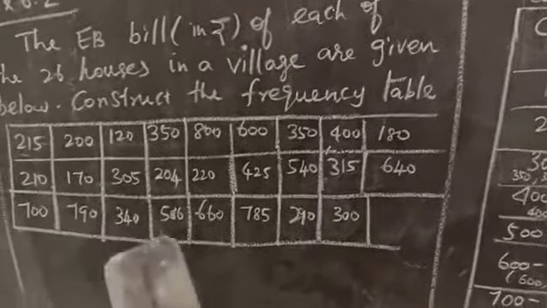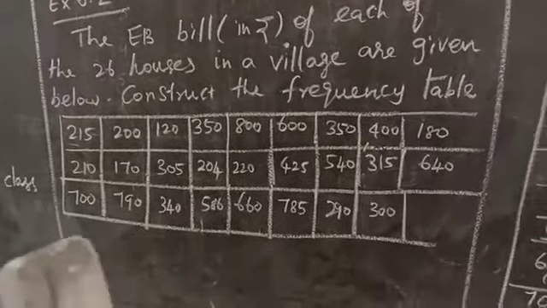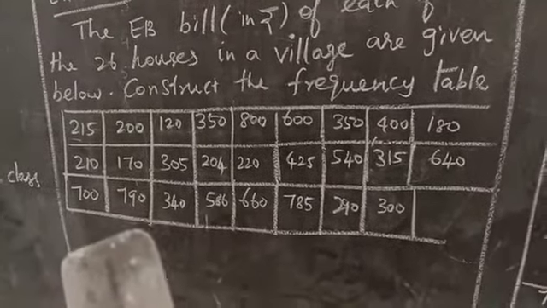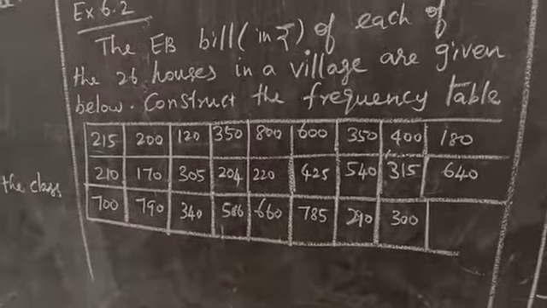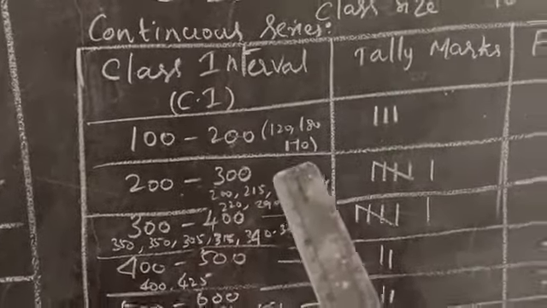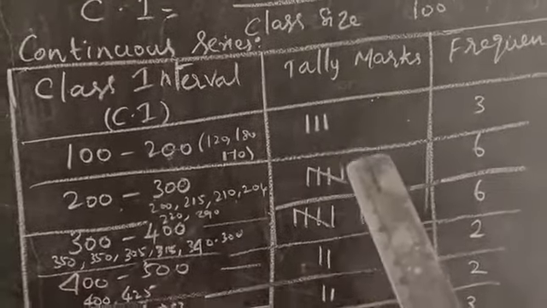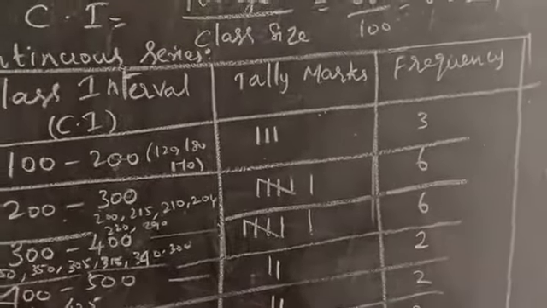So 100 to 200 means 120, 180, and 170. Then 200 we take in the next class. So 100 to 200 has 120, 180, 170. So that is 3. So 1, 2, 3. For tally marks we put three lines, and for frequency we also write the number 3.